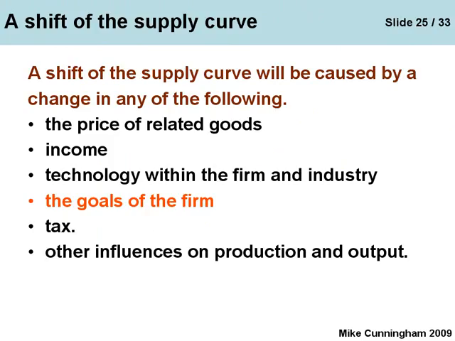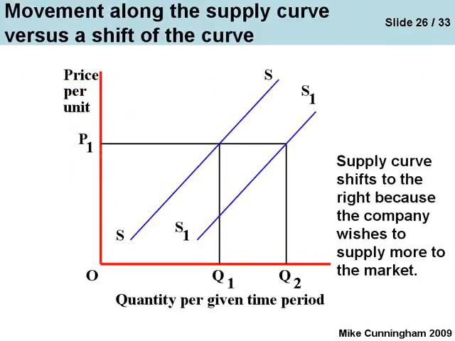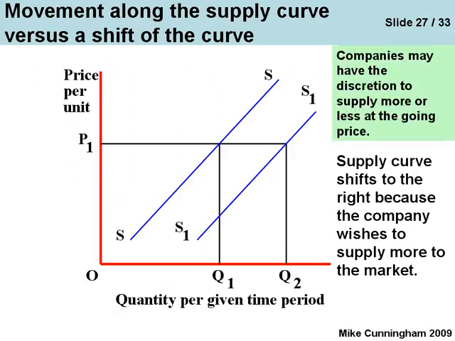However, for our purposes here, we could say that the supply curve could shift to the left if the company wishes to supply more. That's nice and vague. You could say companies may have discretion to step up production or reduce production, but discretion really depends, critically, I suppose, on competition. What other producers are doing will determine what the firm does. So they may have discretion, they may not. It depends on the type of competitive situation they're working under.